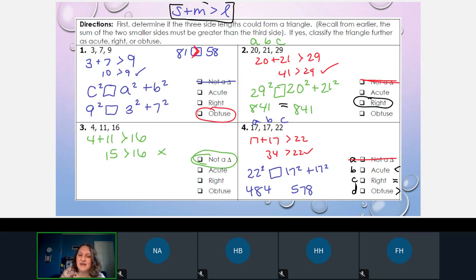And now we can decide what symbol goes in between. Is 484 less than, greater than, or equal? Well, clearly it's less than, right? And so because it's less than, we choose acute. And as long as you're setting it up with the C squared on the left and the A squared plus B squared on the right, this trick will work. Less than acute, greater than obtuse.